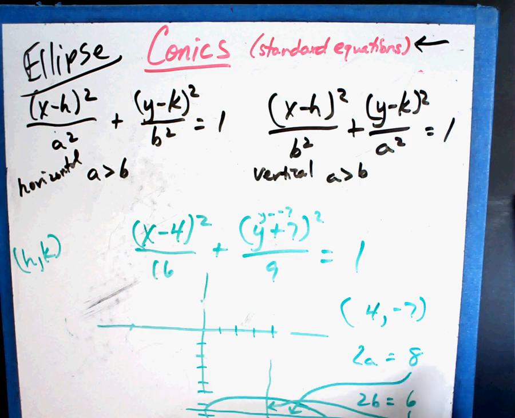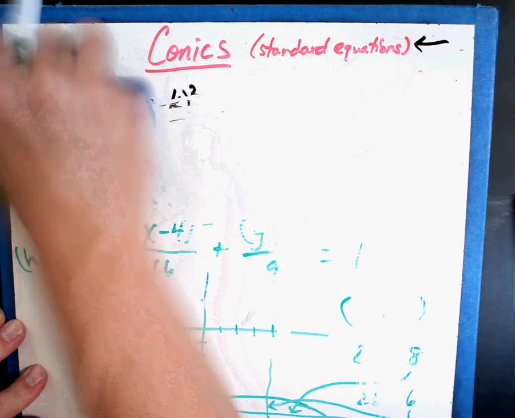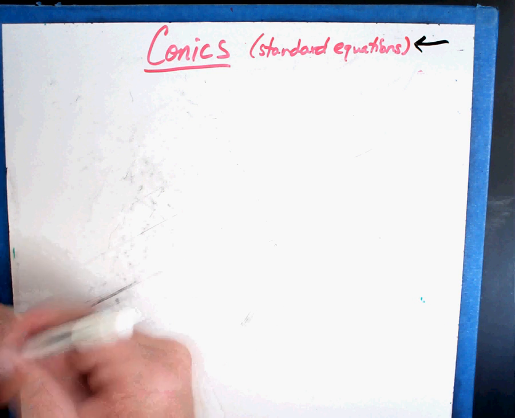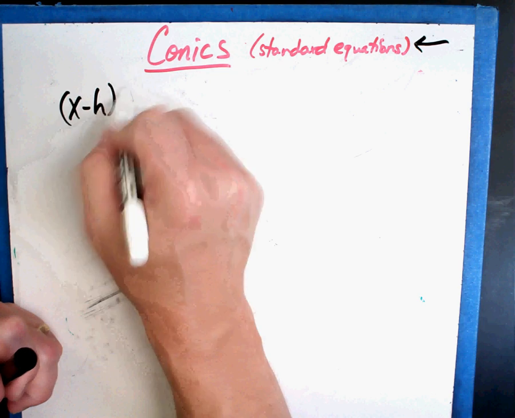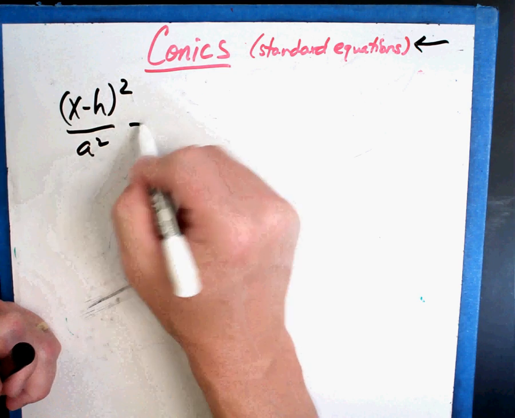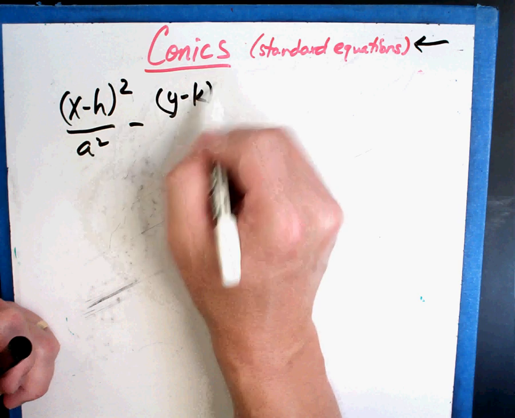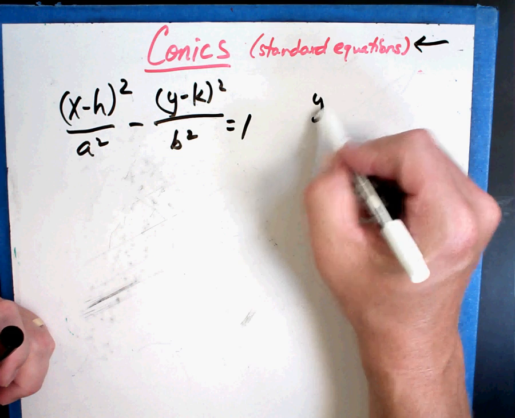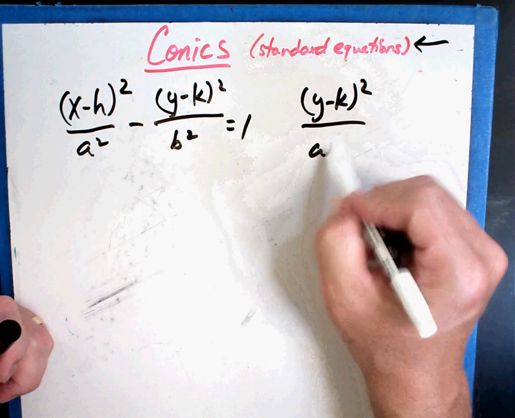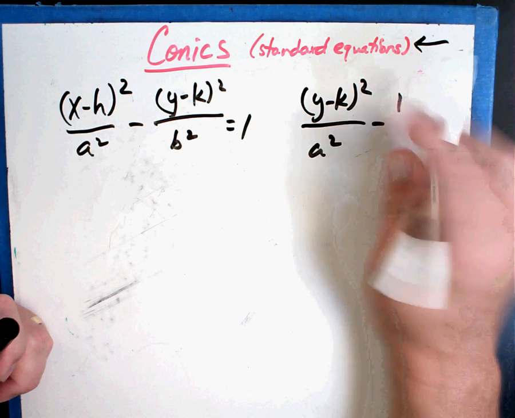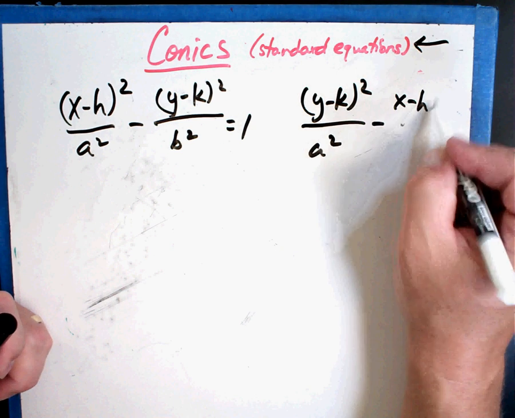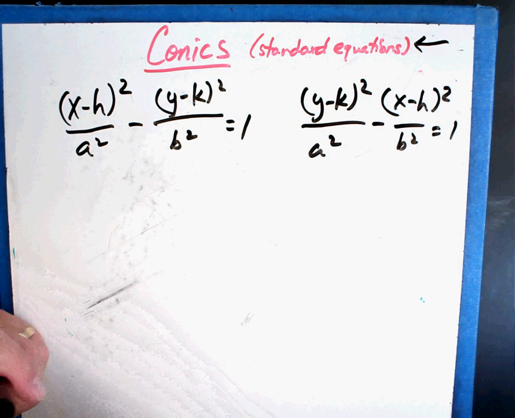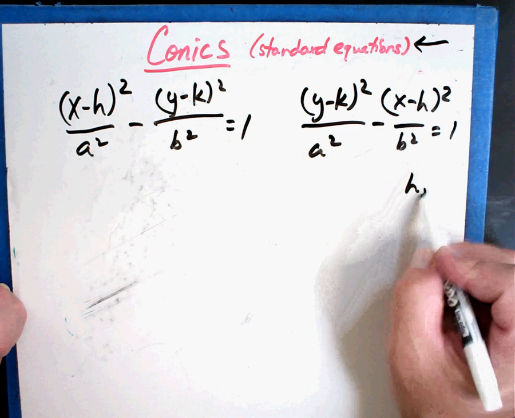One more. After the ellipse is the hyperbola. And so let's look at the hyperbola real quick. And again, I'm going to write the equation just so it makes sense. In standard form, it's going to be x minus h squared over a squared minus y minus k squared over b squared equals 1. And the other version is y minus k squared over a squared minus x minus h squared over b squared equals 1. Okay? And so the center is going to be h and k.